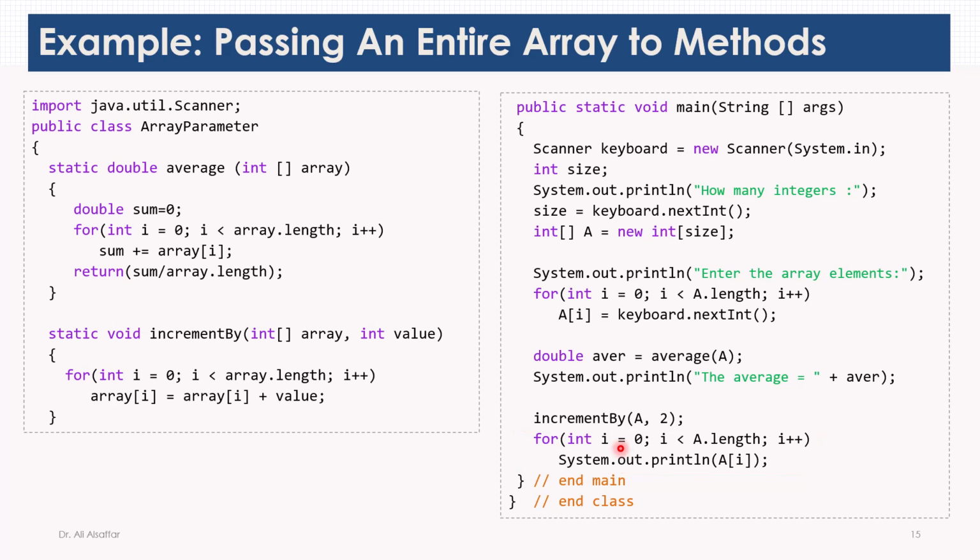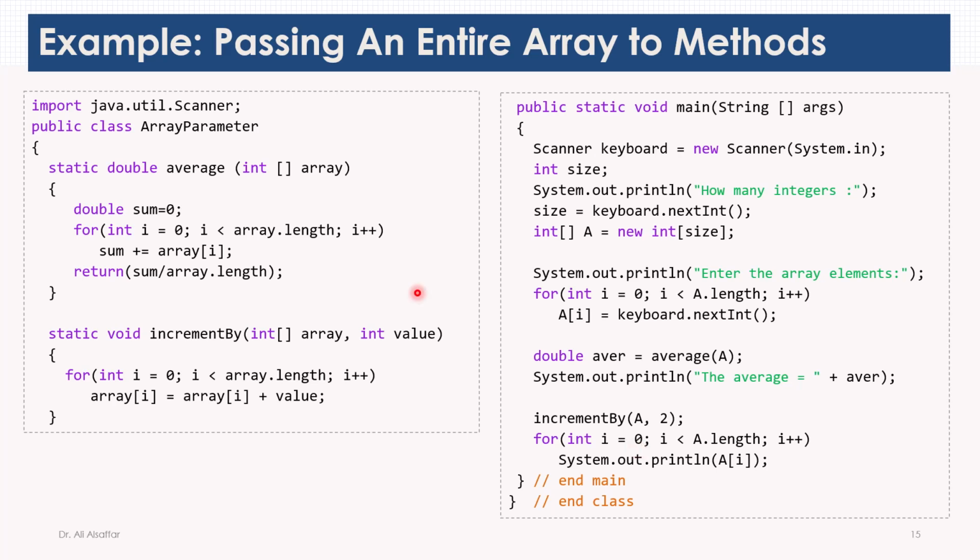So when you use the actual parameter A, the name of the array, inside the method, the formal parameter has a different name, array. However, both of them are pointing to the same array, because when you call the method, the reference of A will be copied into array. So when you change the elements of array, in fact, you are changing the elements of A also.